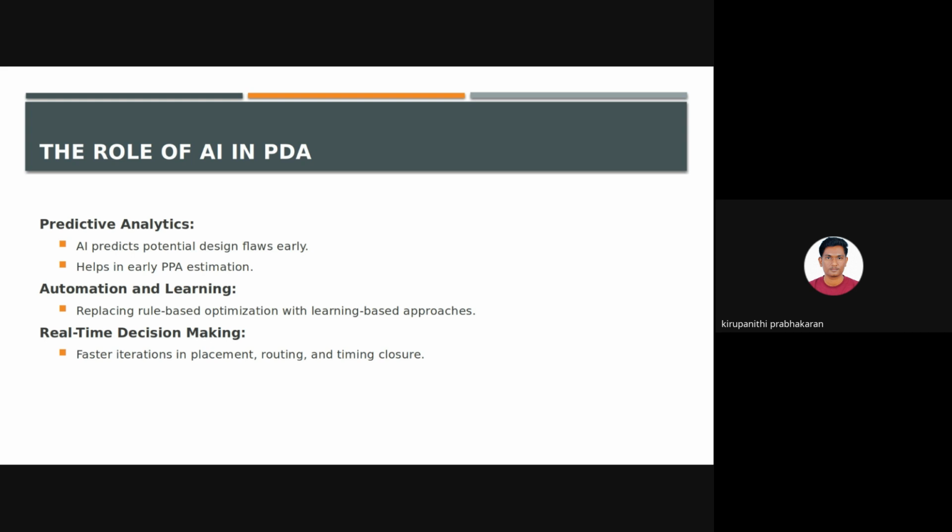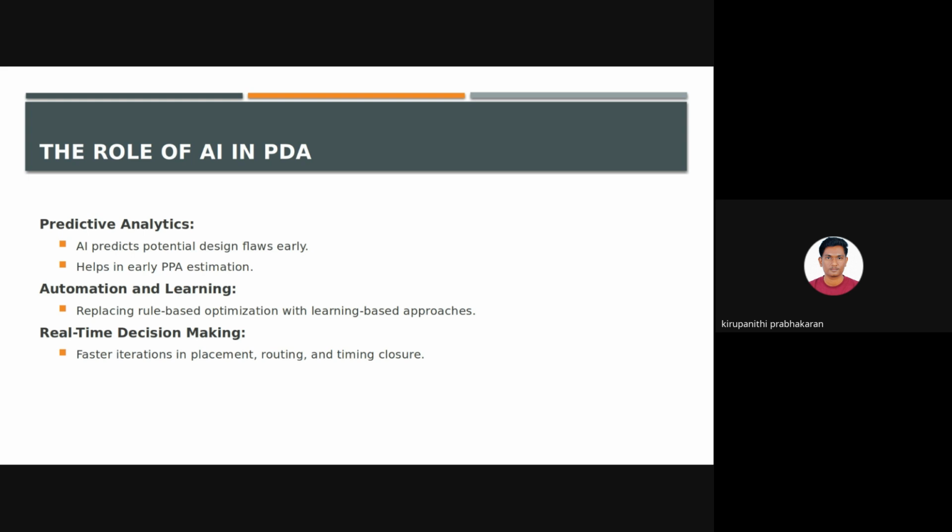Real-time decision making. AI's ability to analyze the data and make decisions in real time significantly accelerates the design iteration process in PDA. Faster placement and routing iteration. AI algorithms analyze the real time data during placement and routing to suggest adjustments instantly. Example, an AI system can predict the congestion during the routing and reroute the path dynamically to avoid the delays.